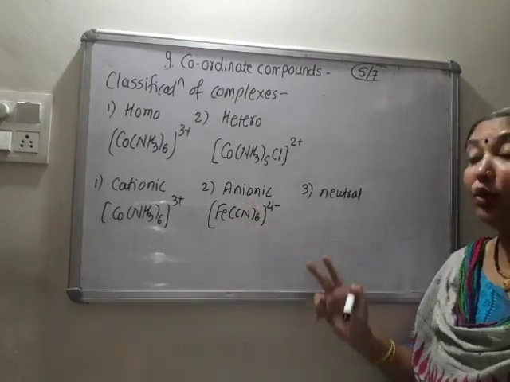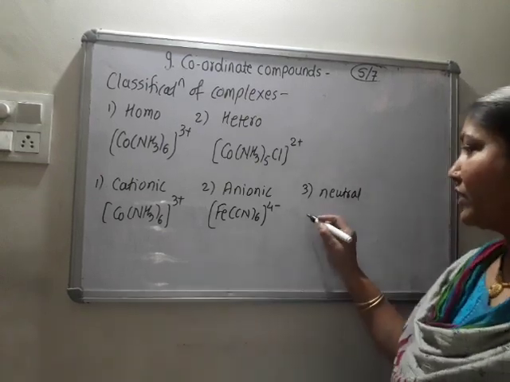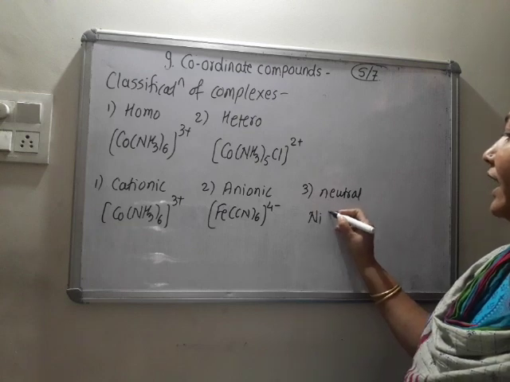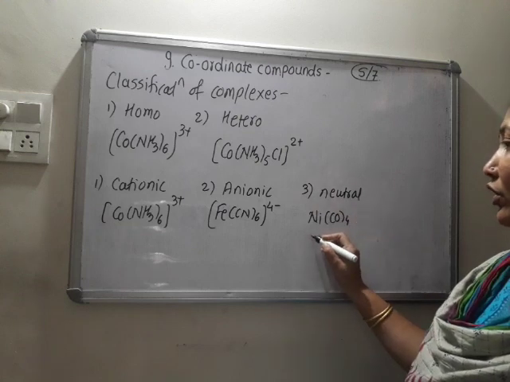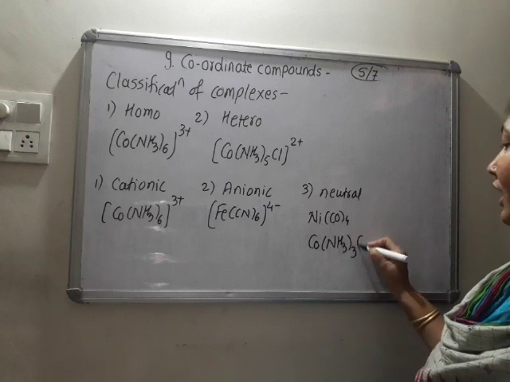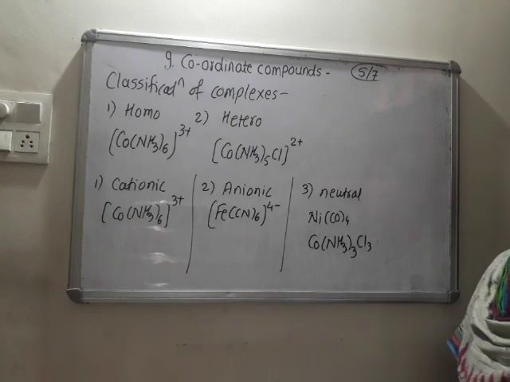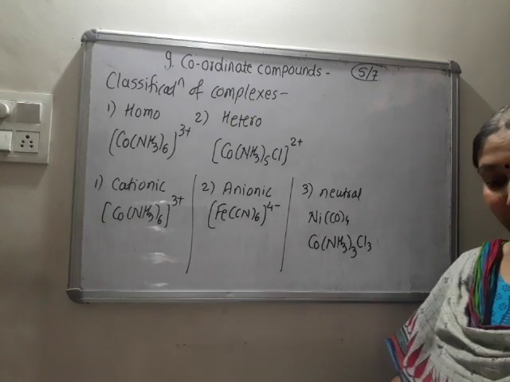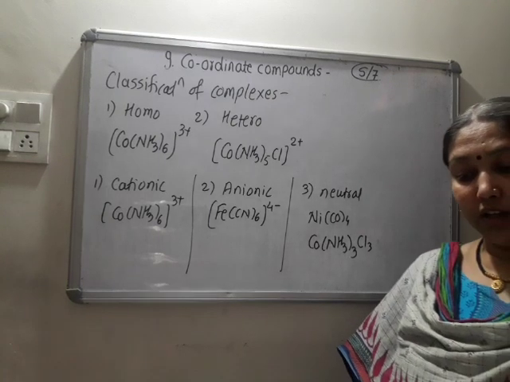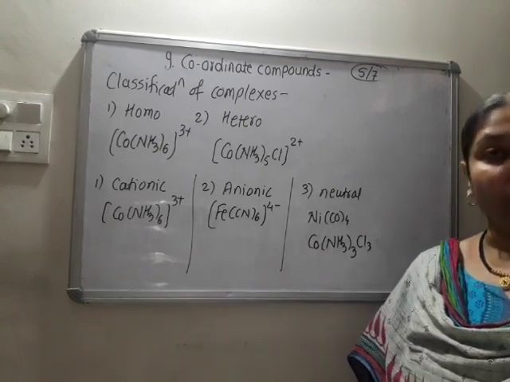Anionic complex. And neutral means what? Neutral means no charge on the complex. Examples are Ni(CO)4, or you can say Co(NH3)3Cl3. You just have to remember the examples. Homoleptic, heteroleptic, then depending upon the charge on the complex, cationic, anionic, and neutral complexes.